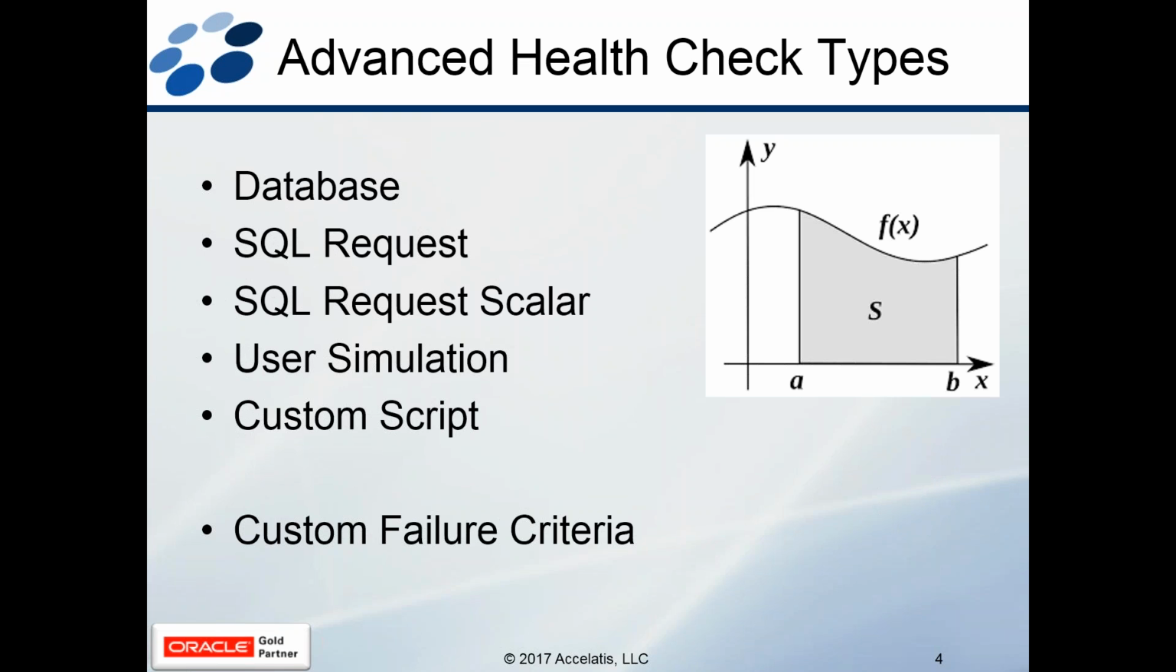There are some more advanced health checks that we're not going to cover today, and those are probably going to be covered each in their own essentials course, but they include the database check, the SQL request scalar, user simulations, and custom scripts. All of these health checks need something to be done before you can create them. Either it's a database connection or something else saved in the system in order for you to fully utilize that type of health check. There's also something in the health checks called custom failure criteria. We are not going to cover custom failure criteria today. Again, it's probably best covered in a future essentials session.